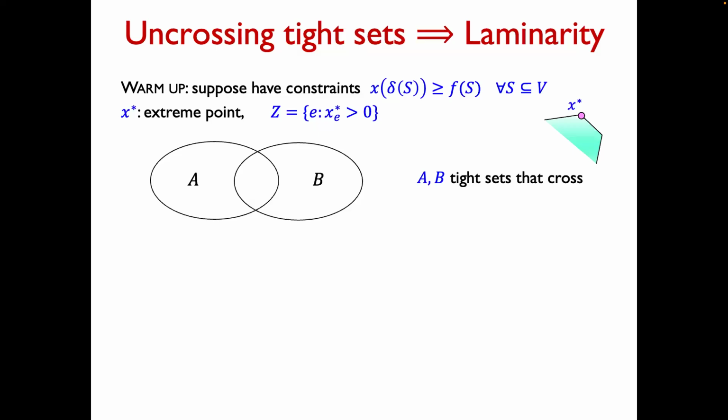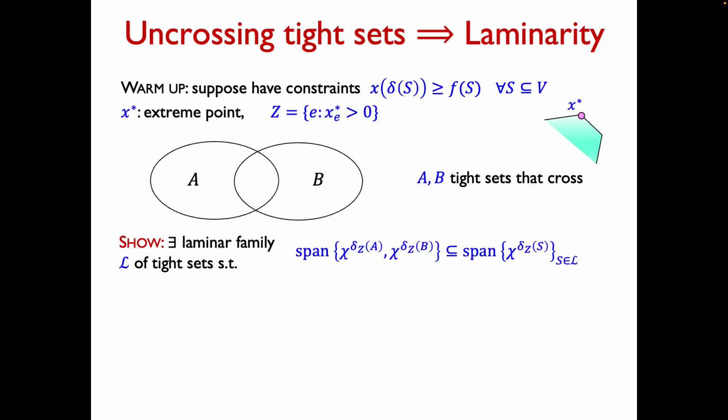So what does uncrossing mean? If you recall, the thing that made everything possible was this laminarity property. The tight constraints could involve sets that have arbitrary intersections, but we want to clean things up. Whenever you have a picture like this where there are two tight sets that cross, you can come up with an equivalent laminar family of tight sets.